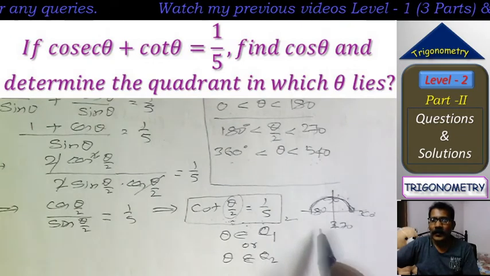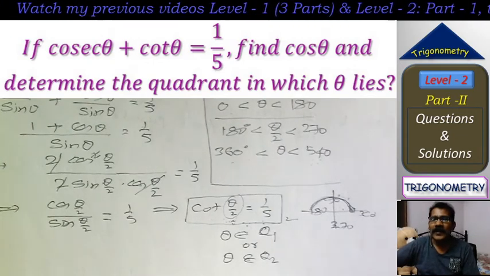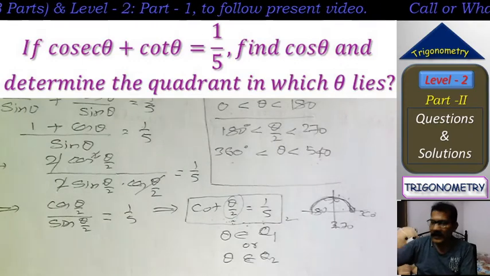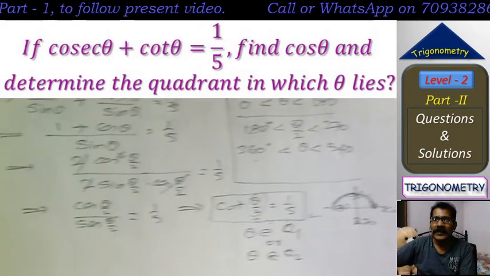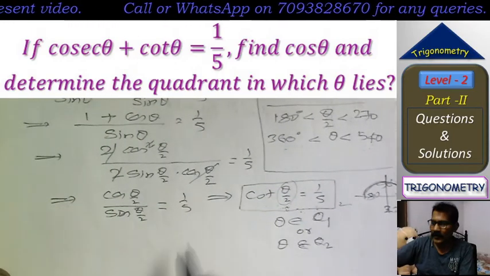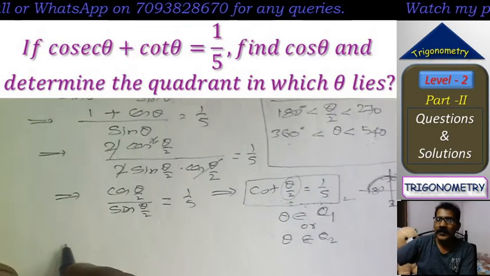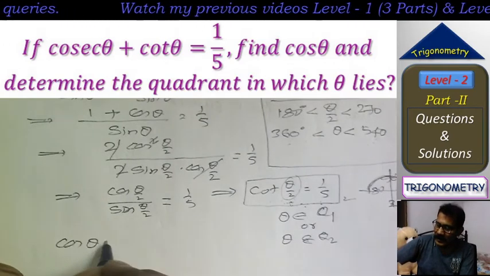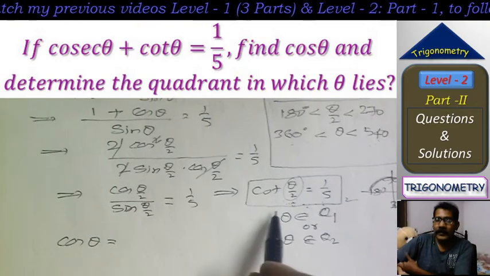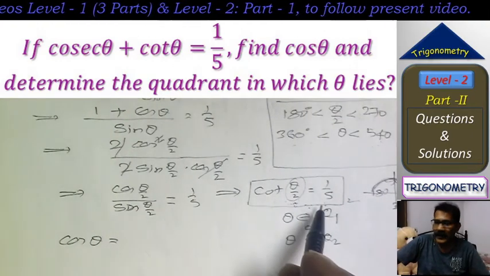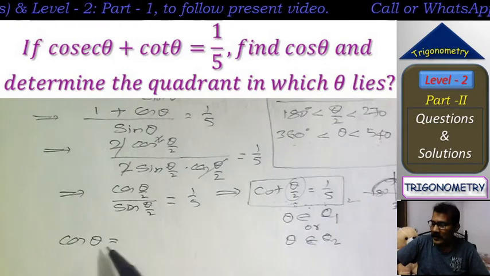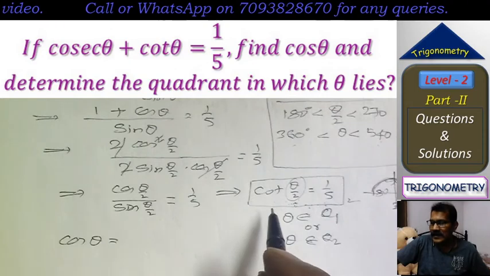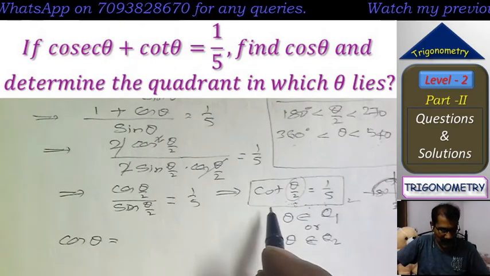And we move further about what the question is asking: determine the cos theta value. So let us find cos theta, then we decide in which quadrant theta actually lies. So further I'm trying to find the cos theta value. To get cos theta value, from the output cot theta by 2 is 1 by 5. You should know the relation between cos theta and cot theta by 2. If you are able to express cos theta in terms of cot theta by 2, that gives your required result.